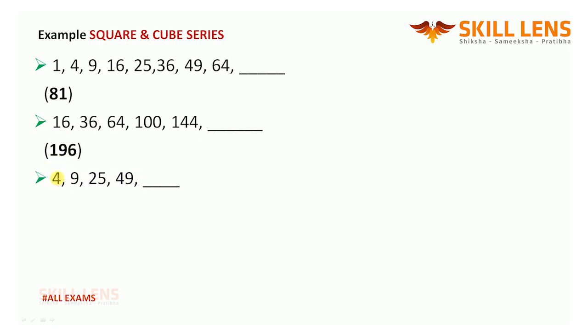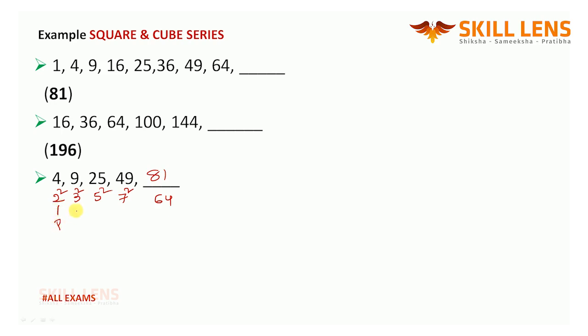2, 9, 25, 49. So 2 square, 3 square, 5 square, 7 square. In a hurry, a lot of people will write 81 as their answer, or a lot of people will write 64 as their answer, because all are squares. Okay, but which type of square?